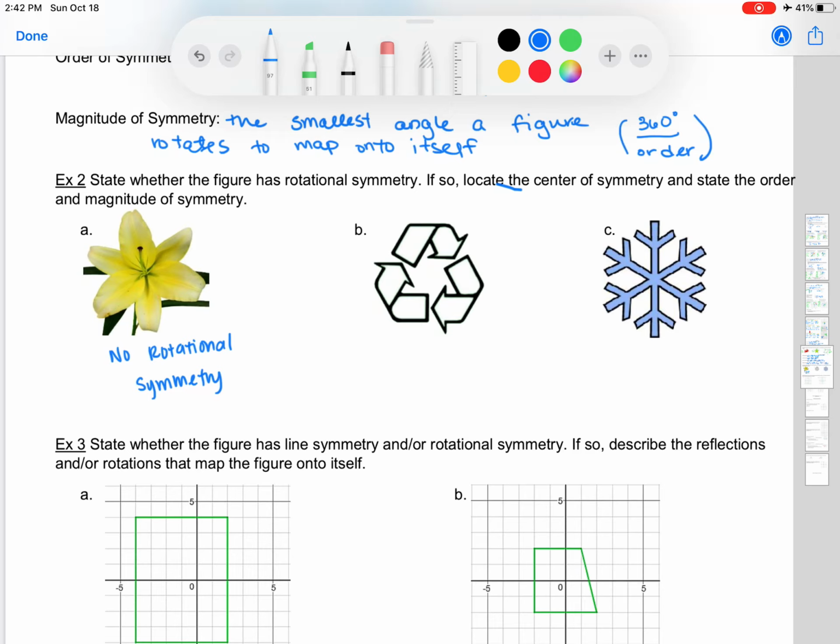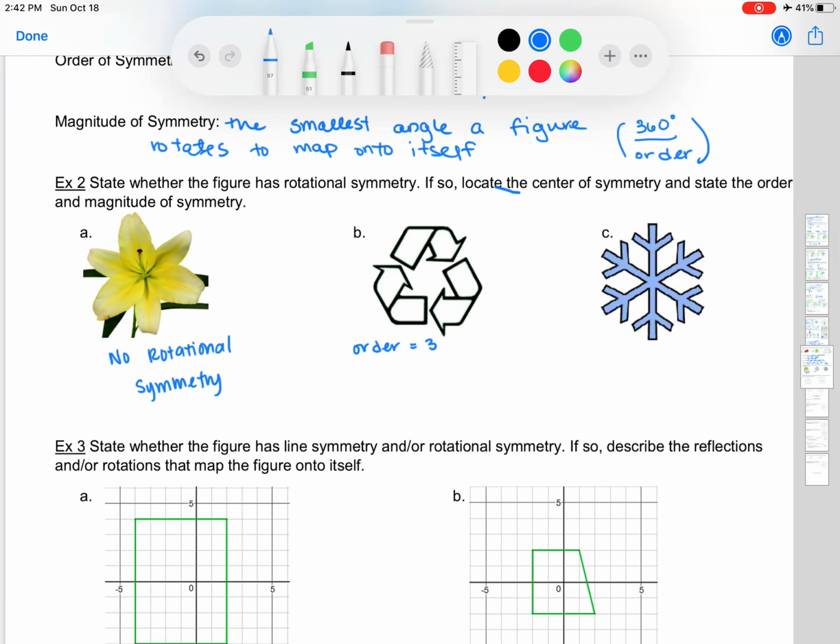On example 2B, we see the recycling symbol. So I know that since those are all the exact same figure, it's just mapped out 3 times. My order here is 3. If I rotate this 1 time, it's still the same figure. 2 times, still the same figure. 3 times, still the same figure.